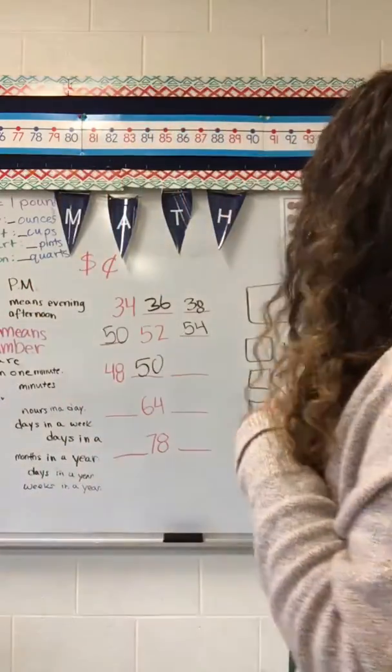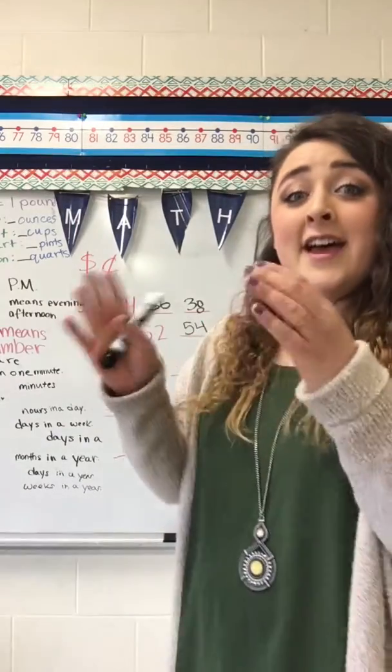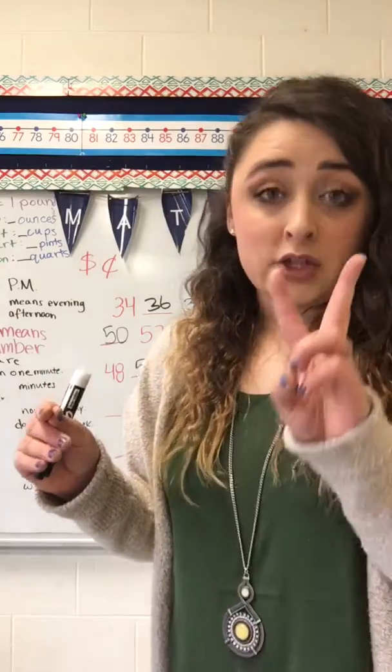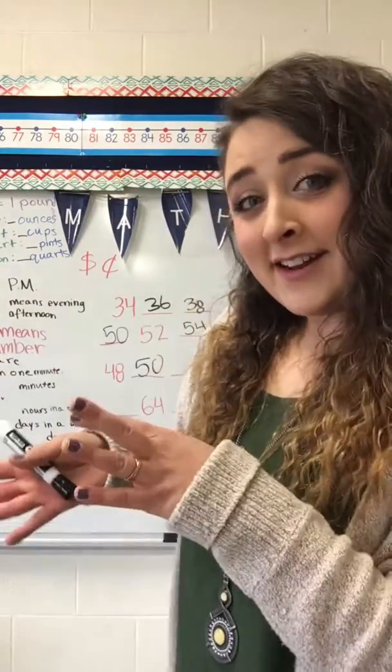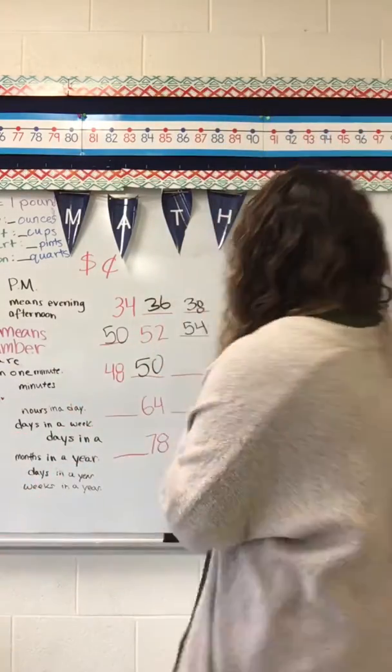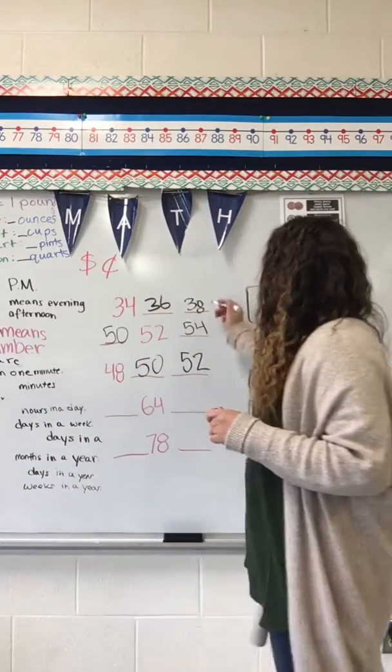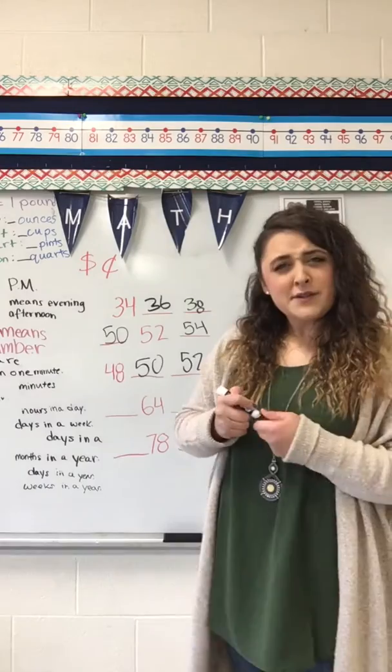Now when we count by twos, we did 48, 50. Remember, not 51, we're counting by twos. 50, 52. Very good. We've gotten all three rows right so far. Let's go to the next row.